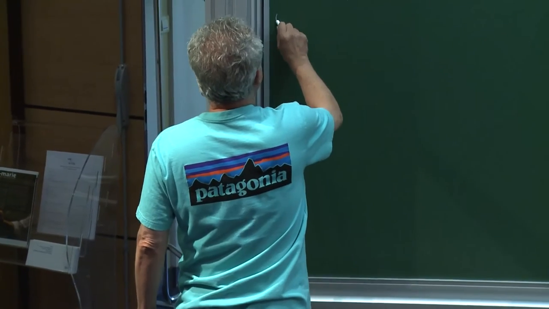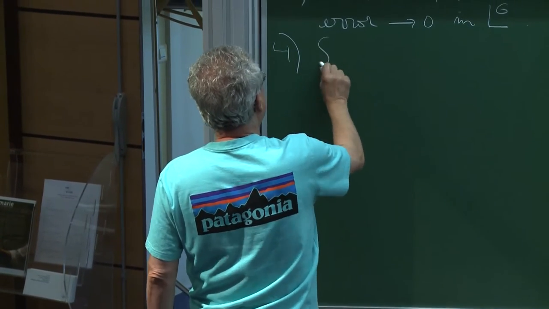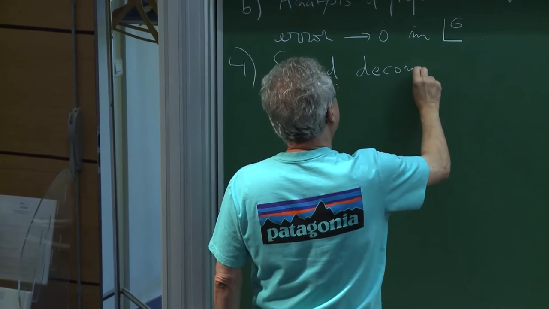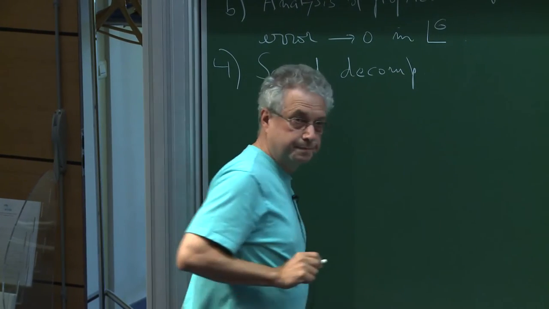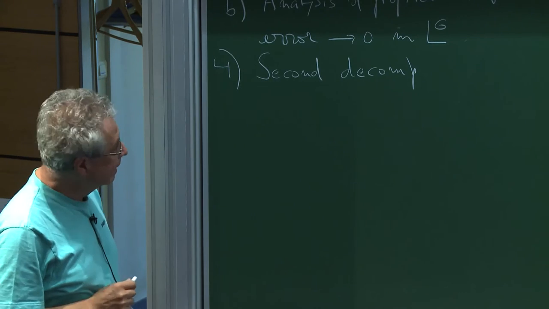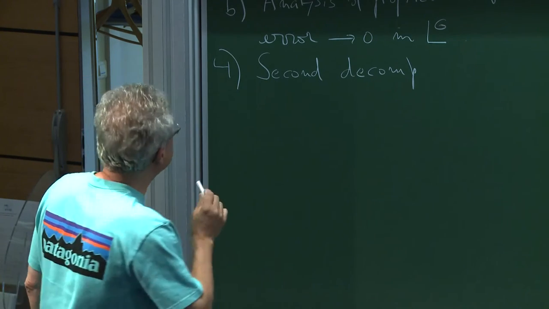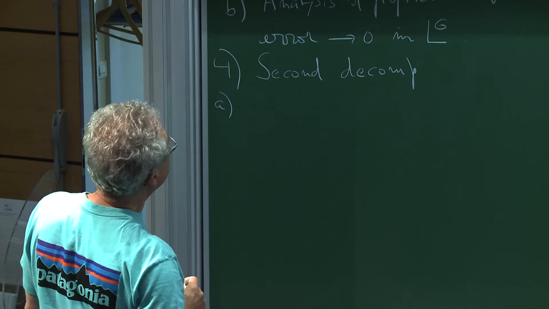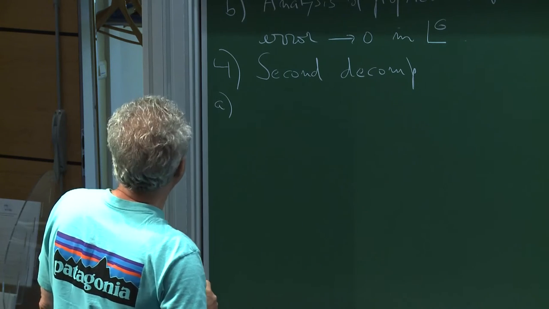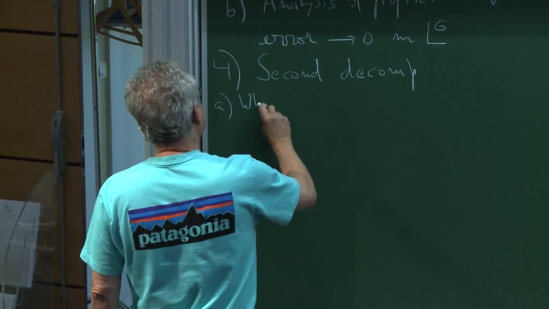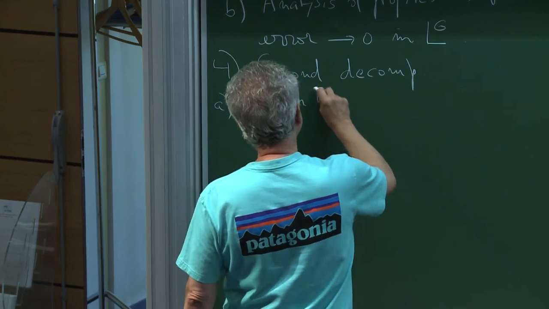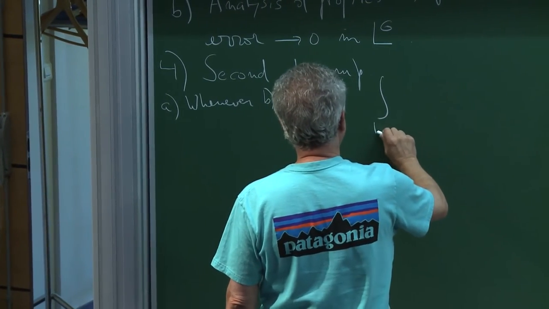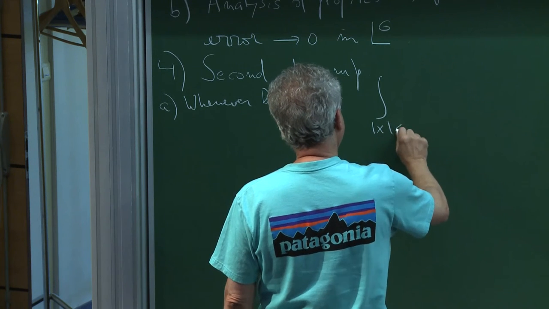Then 4 will be the second decomposition. Okay? Now the second decomposition has two parts. The first part is a corollary of B. Whenever B holds, I can get a bound on L2 norms.